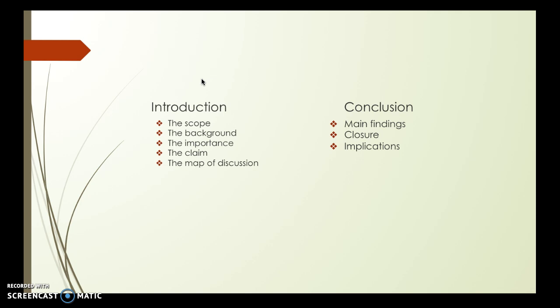Okay, for the introduction part and conclusion. For the introduction, you need to indicate the scope of the literature review, provide the background of the topic, demonstrate the importance or need for research, make a claim, and offer an overview or map of the discussion.